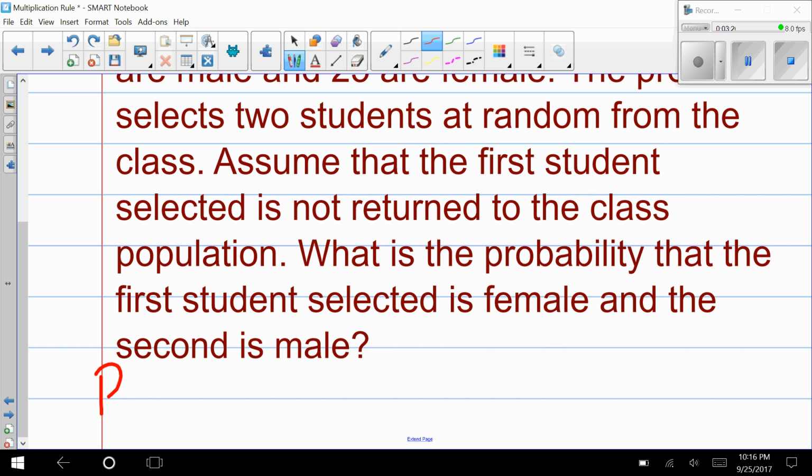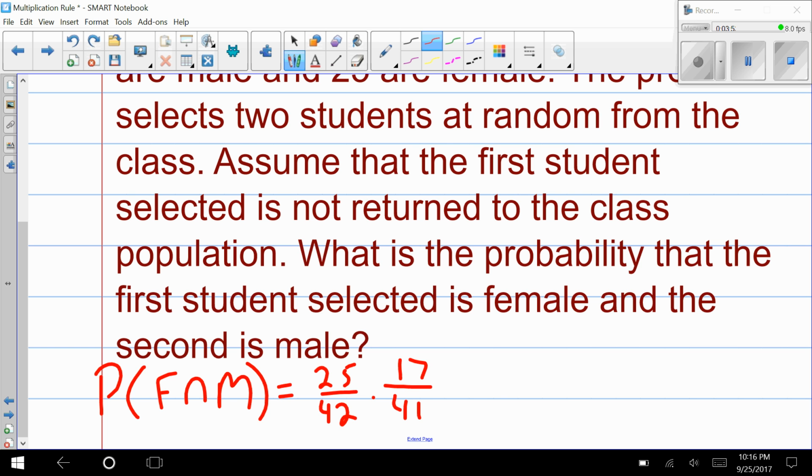So we're looking for the probability of a female and then a male. Let's start with the probability that the first one is a female. There are 25 females out of the 42 people in the class. There's our probability of a female. Now for the second one, I took someone out of the class, so there are only 41 total people in the class. If we want that to be a male, there are 17 males in the class. And now I just multiply. We multiply our fractions straight across, remember? So we end up getting 425 over 1,722. And there's our probability.